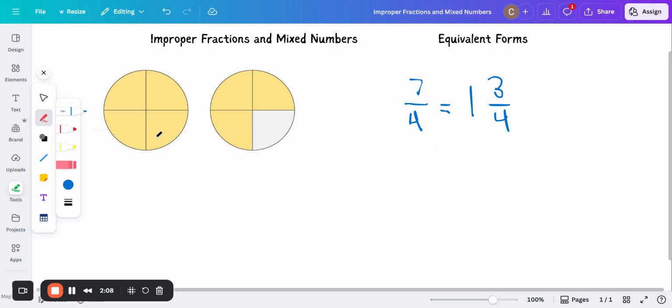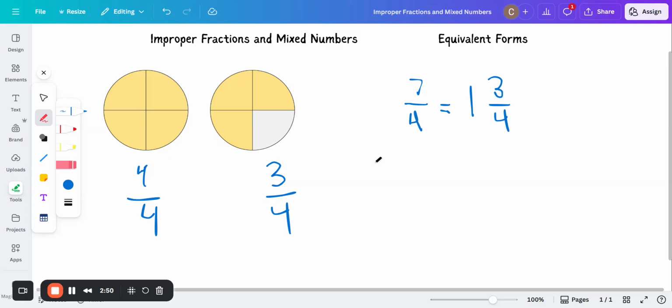And so if I had this first circle, this would be 4/4. And then this one I have 3/4. And so when I combine that and I have 7/4, notice that the numerator, your top number, is bigger than the denominator. And so that is going to show what we call an improper fraction, where the numerator is larger than the denominator. And what that translates into is that you have more than one. And so we have that shown here in our equivalent forms.